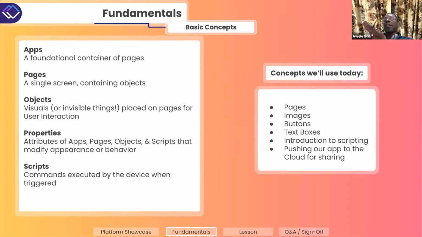These objects have properties that you can configure, and these properties will determine how these objects look, whether a button is blue or round, or has a title, and so forth. There's also scripts. Scripts allow you to make these objects do things. They bring life to your game. So let's dive right in.